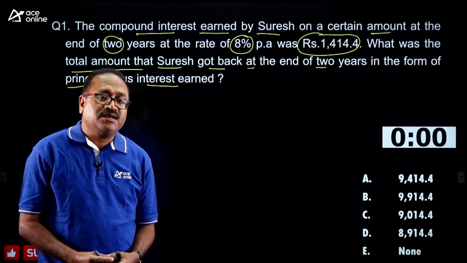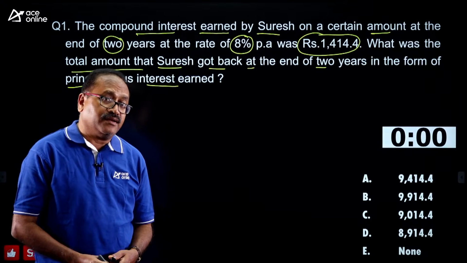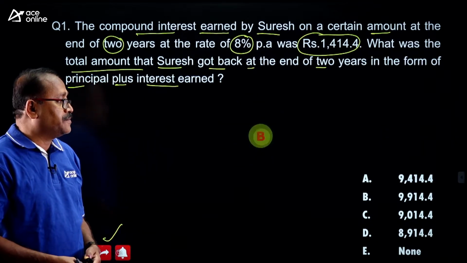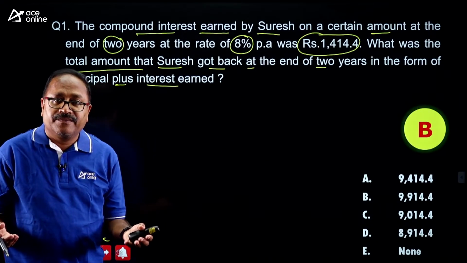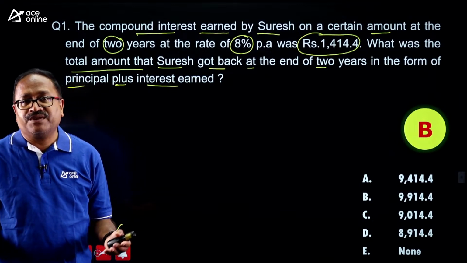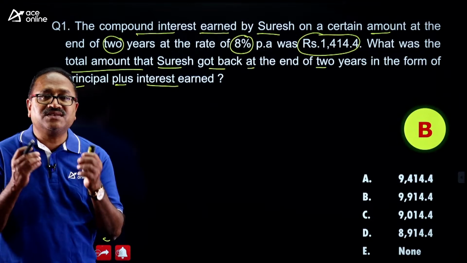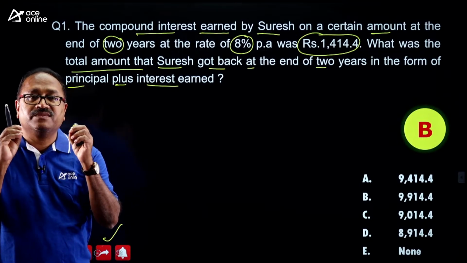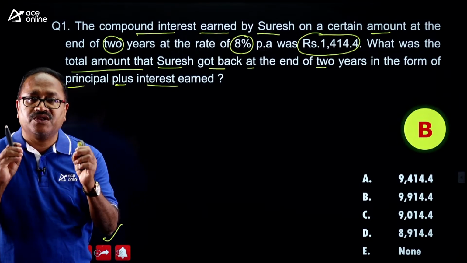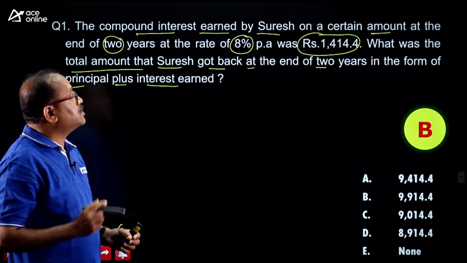Now the 30 seconds are up, and check your answer. Is it option B? If your answer is option B, you are right. Let's answer this question in the best possible way. And what is that best possible way?